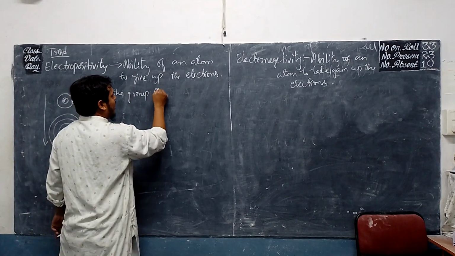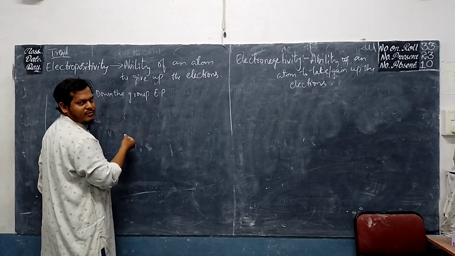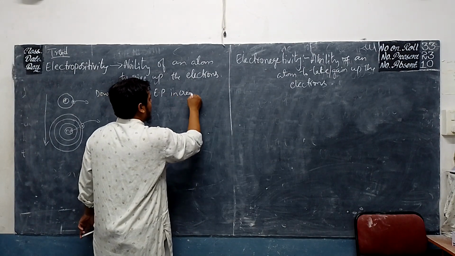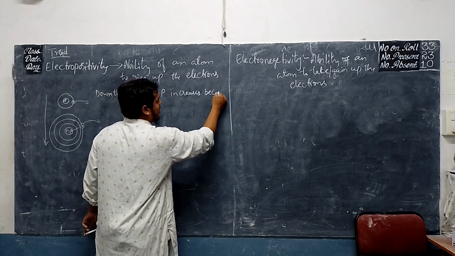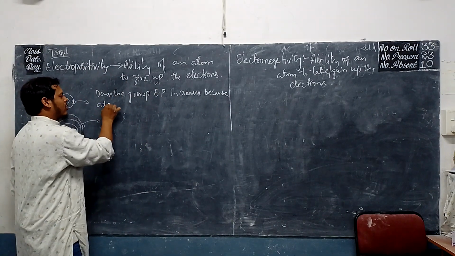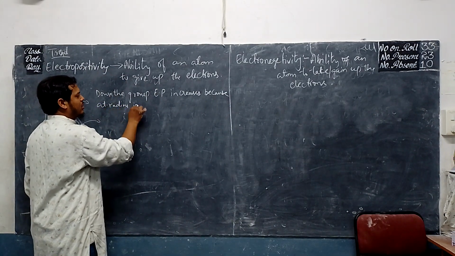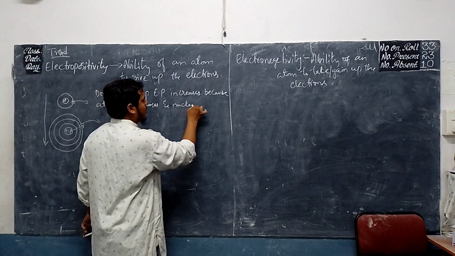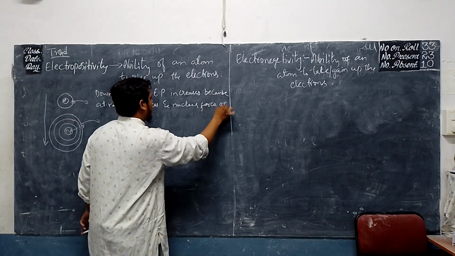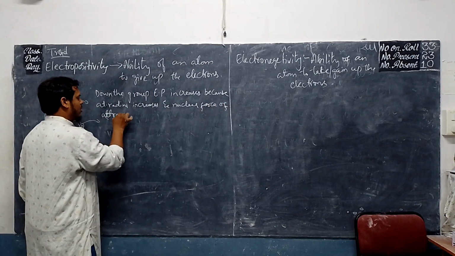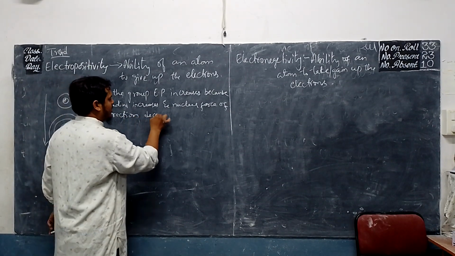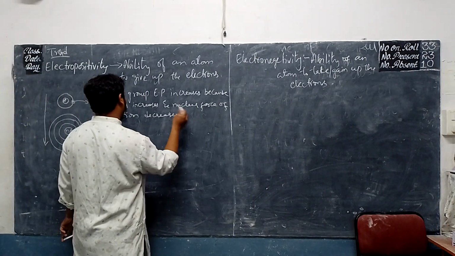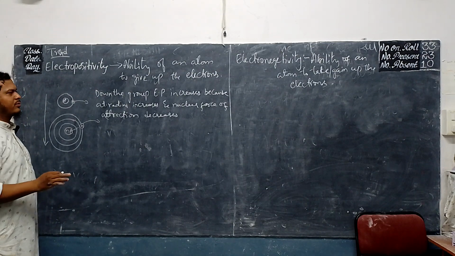Just write down the group. Down the group, electropositivity, don't write EP, write it complete. Electropositivity, what happens? Increases. Why does it increase? Because atomic radius increases and nuclear force of attraction decreases down the group. If you write this much, it is more than enough.